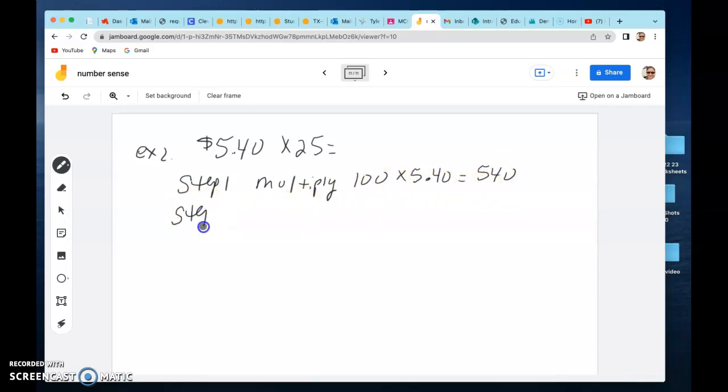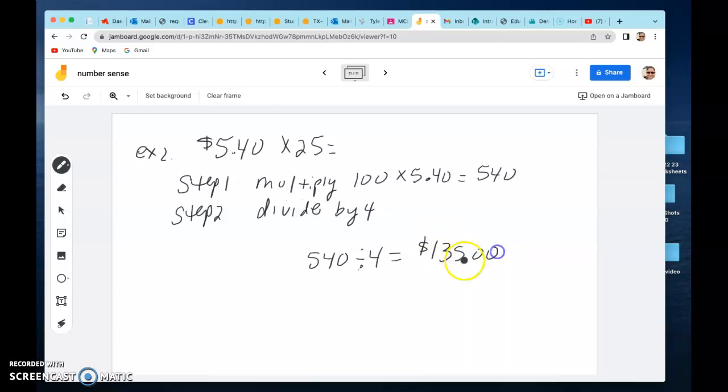Step 2, divide by 4. 540 divided by 4 is $135. Don't forget your decimal and 0 zeros because we're dealing with money.